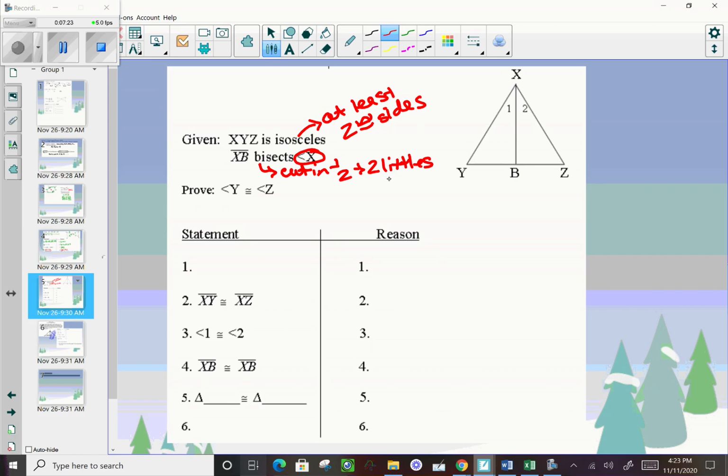And I always like to think about that, because otherwise sometimes people see the word bisect and they just assume that they are writing down segments. But you're not getting segments back when you cut an angle in half, you're getting angles. So somewhere there's probably going to be some congruent angles in my proof that happen because of XB bisecting angle X. In the end, I'm trying to prove that Y is congruent to Z, so I know I'm not going to put that any earlier. So first step, XYZ is isosceles and segment XB bisects angle X. So we just write out that given.